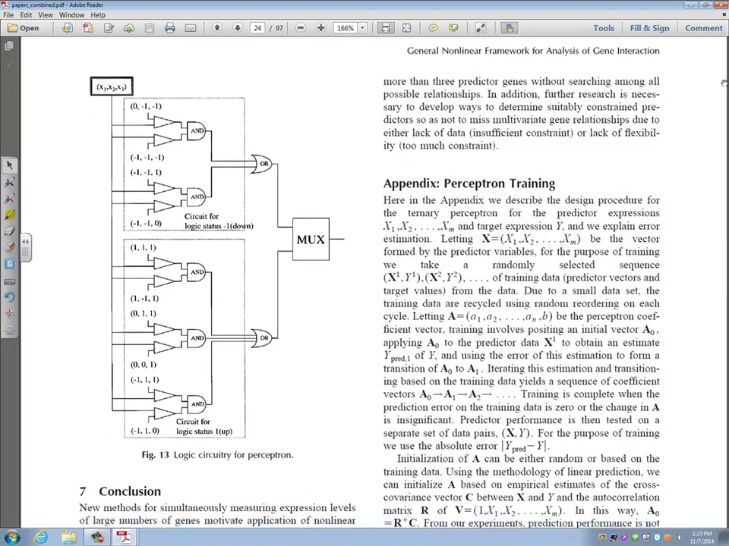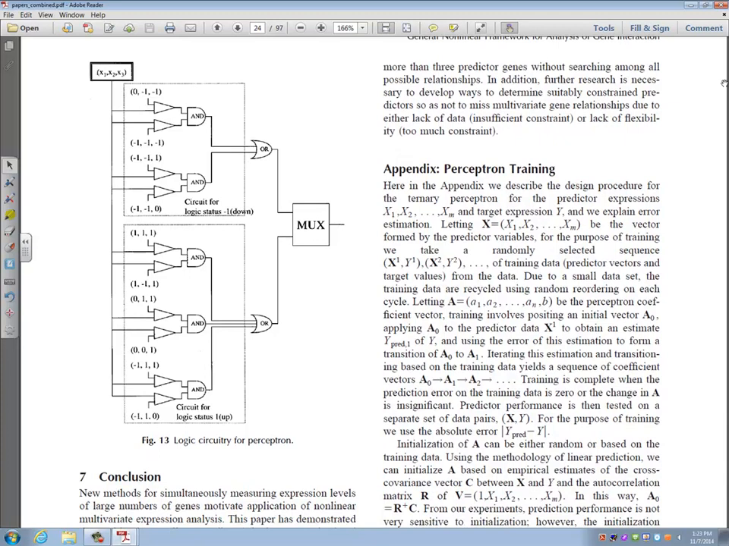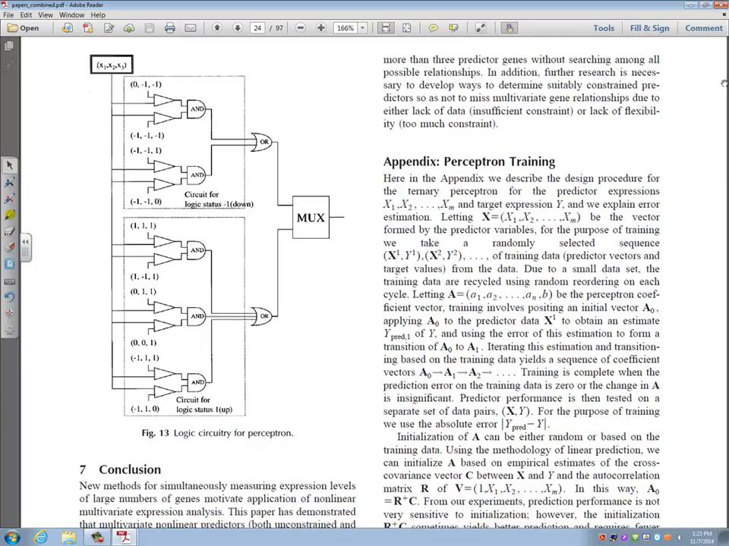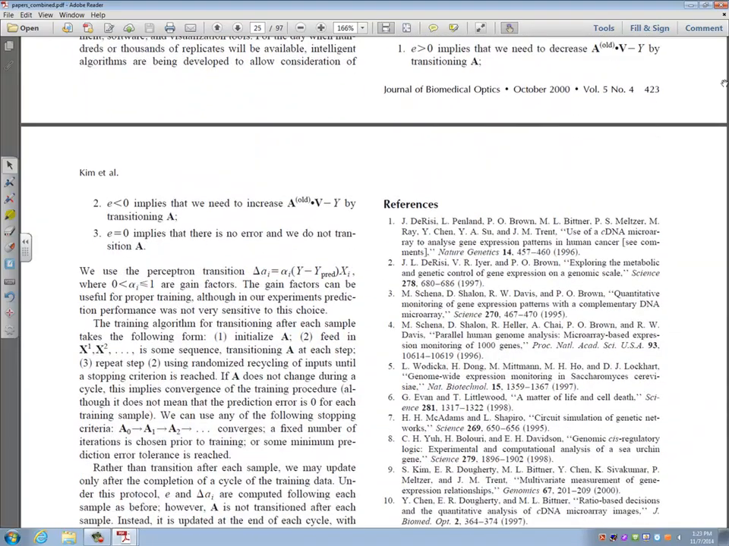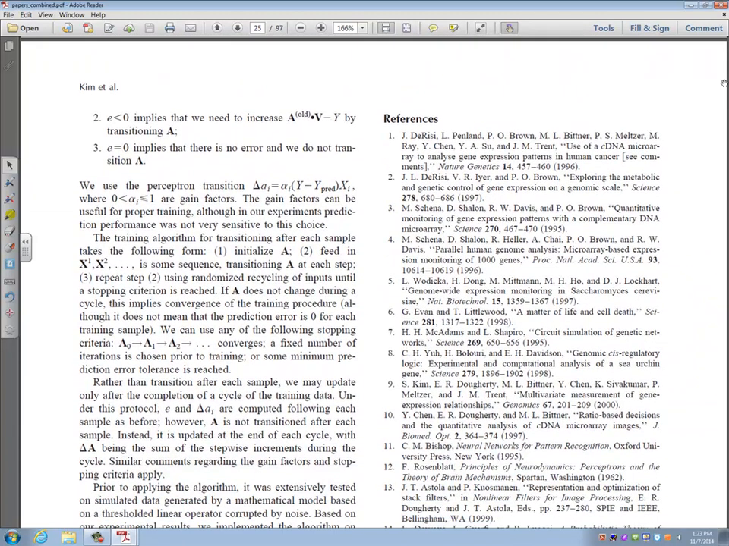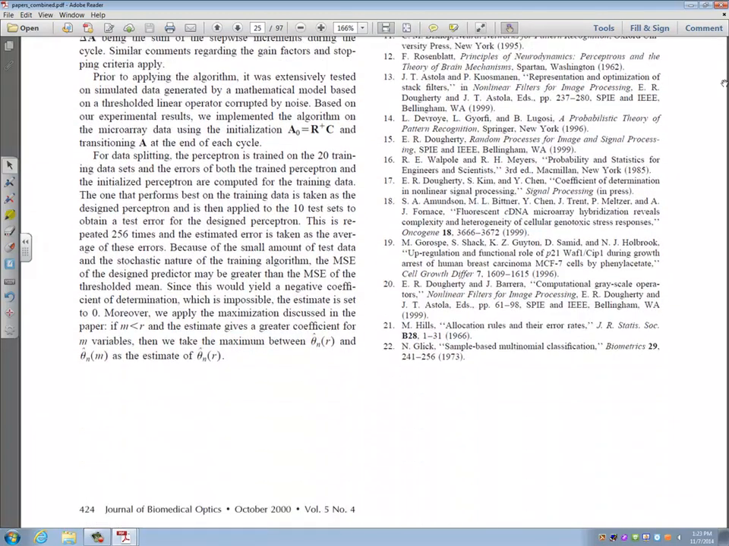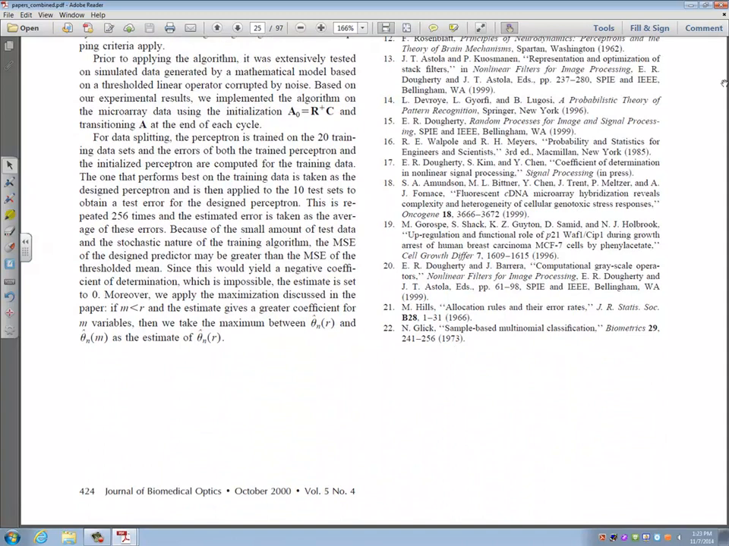And this last, so this is the logic circuitry for the perceptron, right? For the predictor, in one of the cases, they've given the logic circuitry. And then the last one is about perceptron training, maybe like the backpropagation algorithm, right? Something similar to that. And you update it, and if the error falls below a certain value, then you say you have converged. Right? So that's the discussion of this paper.